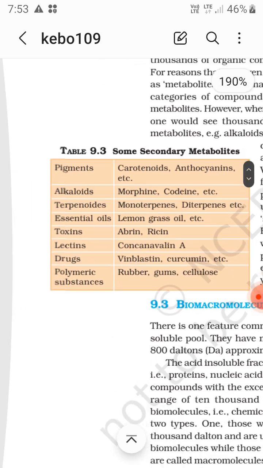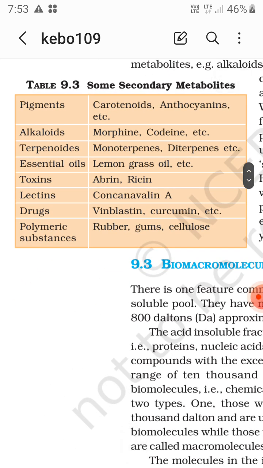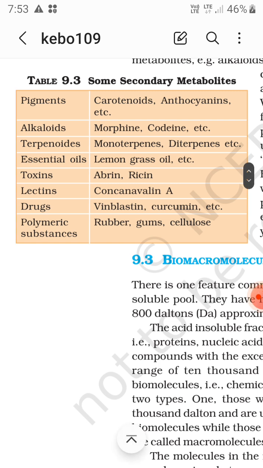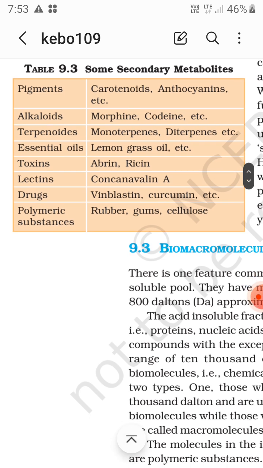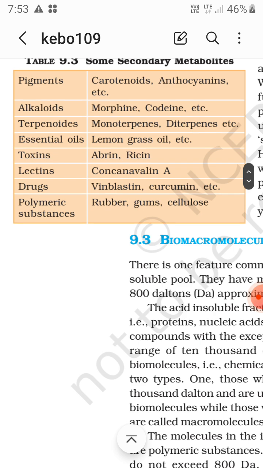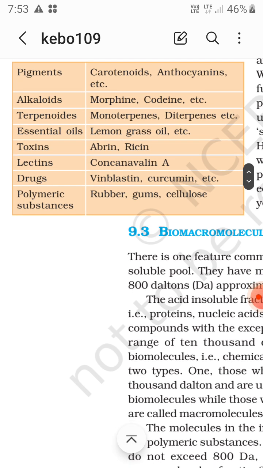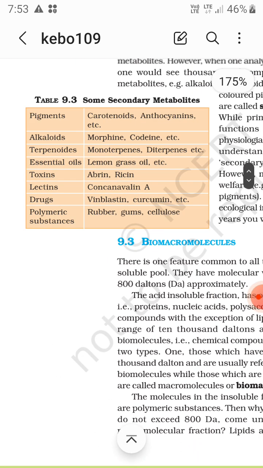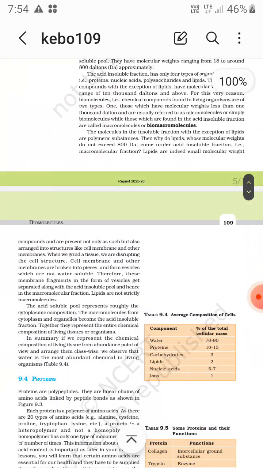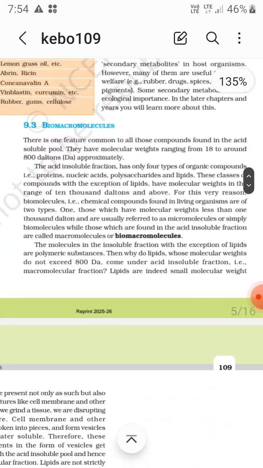Now the secondary metabolites are given in the NCERT. These are pigments, alkaloids, terpenoids, essential oils, toxins, lectins, drugs, and polymeric substances. Pigments are carotenoids and anthocyanins. Alkaloids are morphine and codeine. Terpenoids are monoterpenes and diterpenes. Essential oils include lemongrass oil. Toxins are abrin and ricin. Lectins include concanavalin A. Drugs are vinblastine and curcumin. Polymeric substances are rubber, gums, and cellulose. So these are the secondary metabolites. Now we are going to study the biomacromolecules.